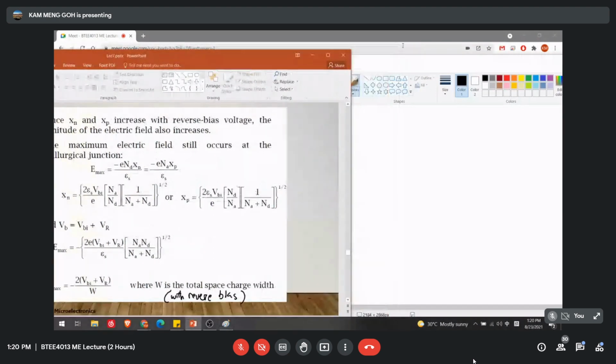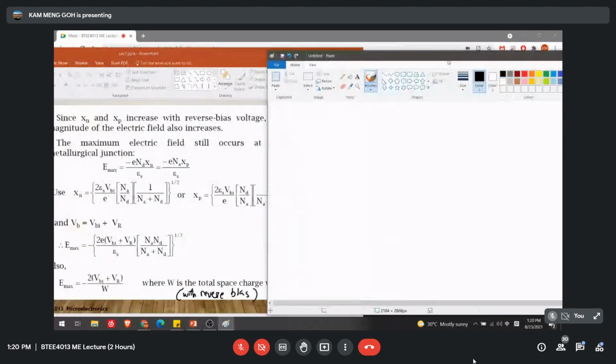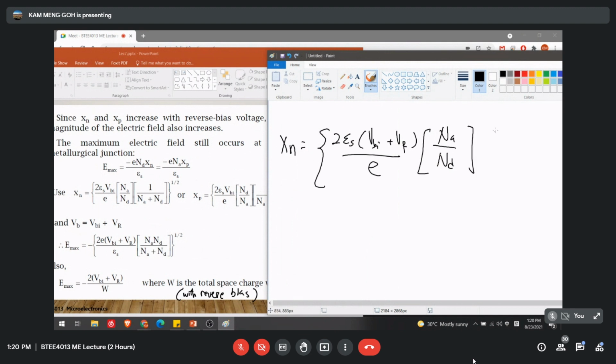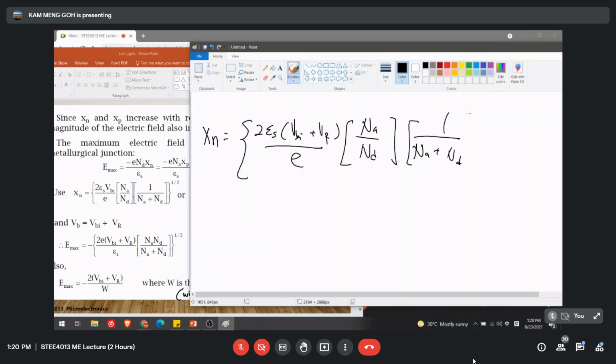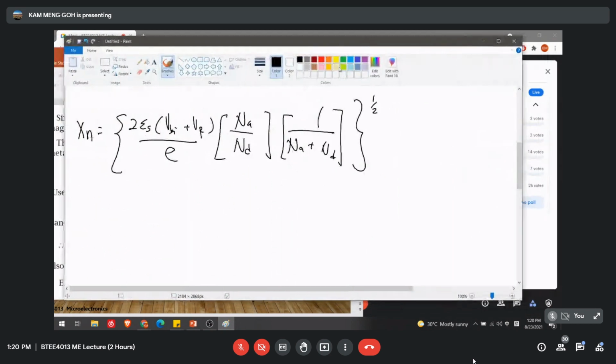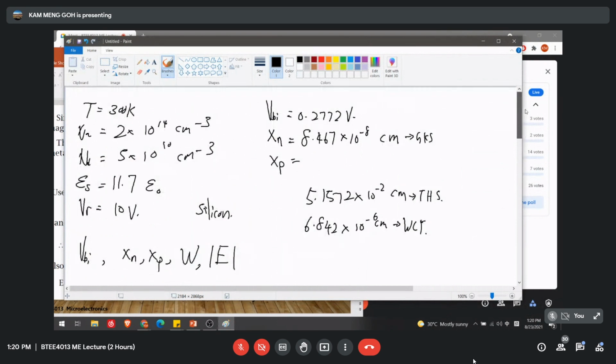Okay, in order to calculate xn, since this one is in reverse bias, you must consider the reverse bias inside there. So it is 2 epsilon s times (VBI plus VR) over q, times NA over ND times 1 over (NA plus ND). Okay, so this is the way that we do it. Earlier our VBI is 0.2772.